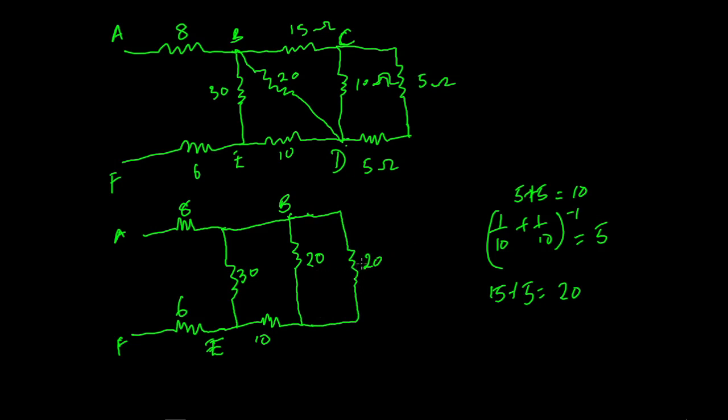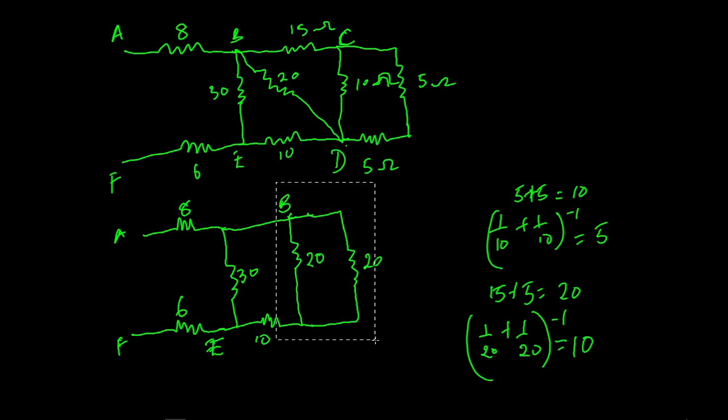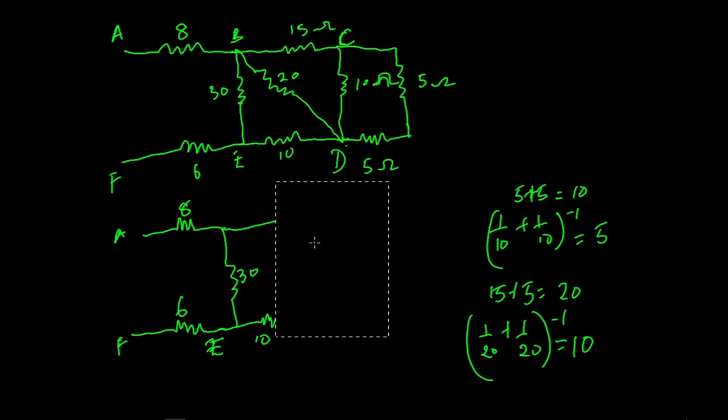As we can see, this 20 is now in parallel with this 20, so we are going to have 1 over 20 plus 1 over 20 to the power of minus 1, and if you calculate this, you are going to have 10. So we can simply replace these two resistors with a single 10 ohms resistor. This is the 10 ohms resistor.